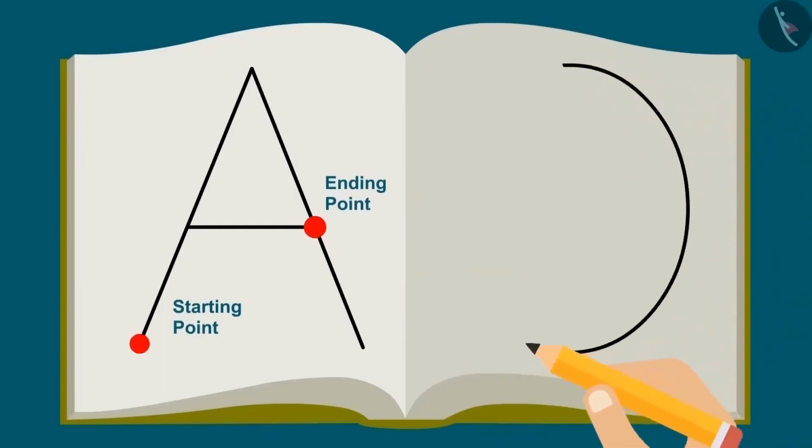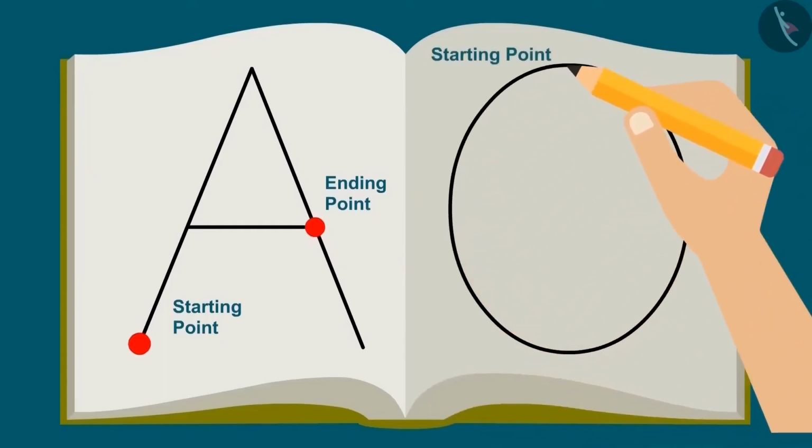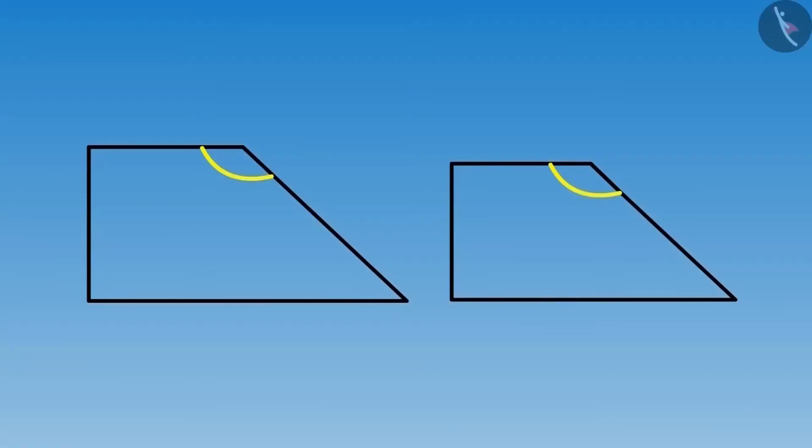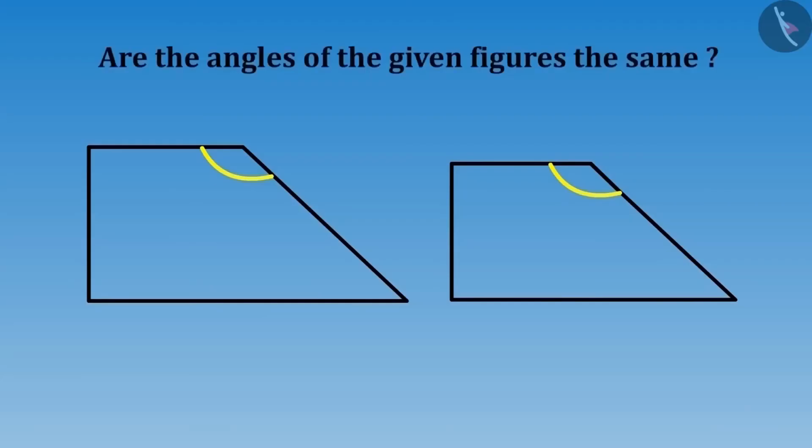And if we draw O on paper, then the starting and ending points are the same. Hence, it has a closed shape. Okay, I never thought about it, sister. Never mind, Riva. Come on. Now tell me whether the angles in these two shapes are the same. No, sister. The first shape is bigger, so the angle will also be bigger.